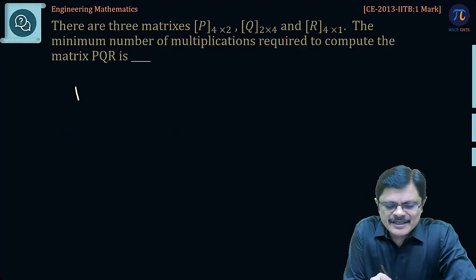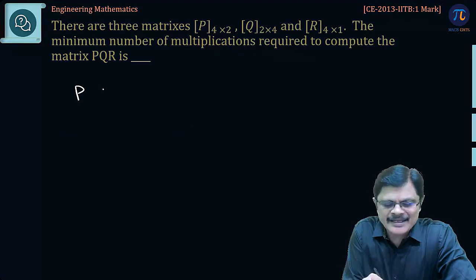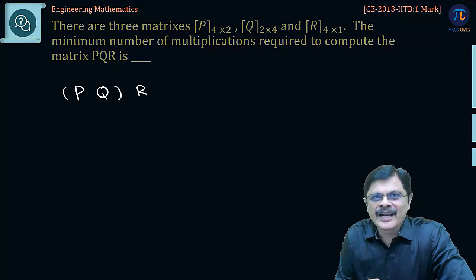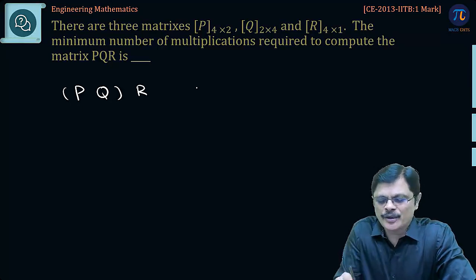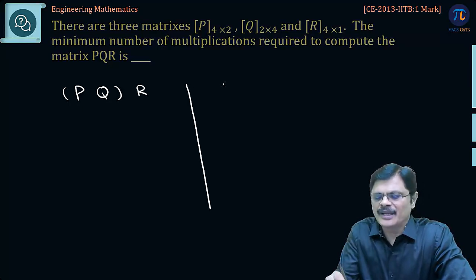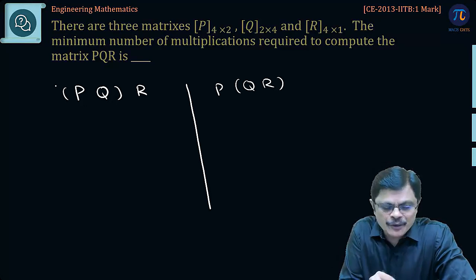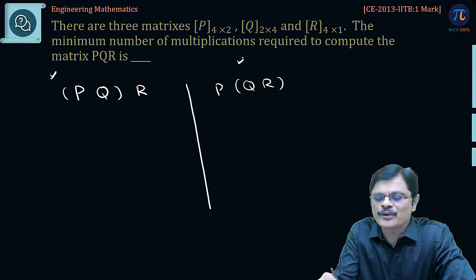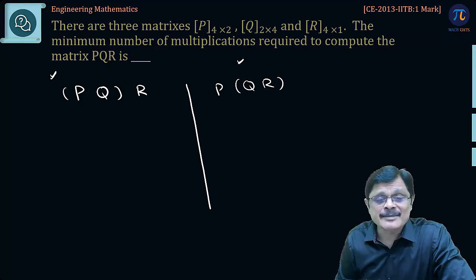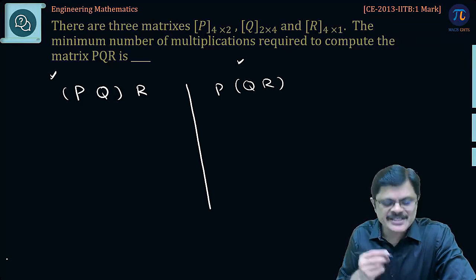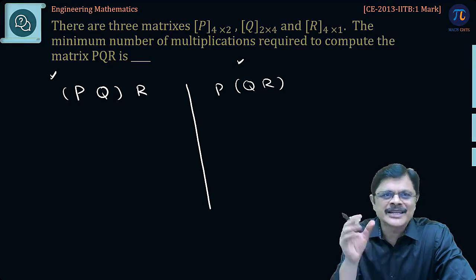Here, friends, we can multiply the three matrices either in left to right associative manner or in right to left associative manner. This is called left to right association. This is called right to left association. But matrix multiplication is associative, so any order is fine. Let us find the number of multiplications in both orders. Whatever gives the minimum number of multiplications, that is your answer.